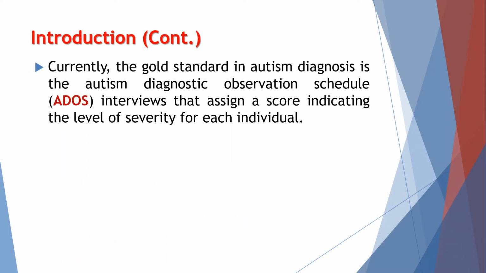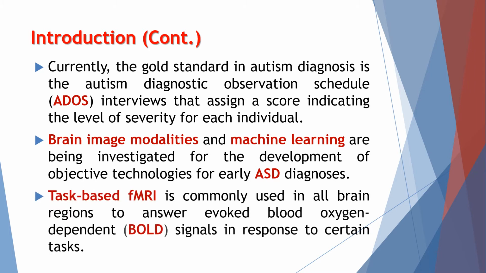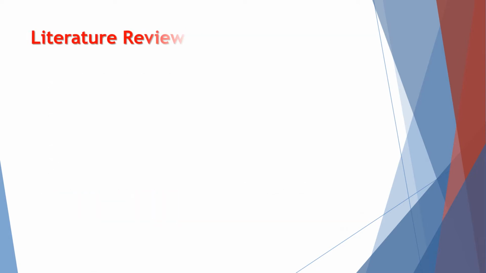Currently, the gold standard in autism diagnosis is the Autism Diagnostic Observation Schedule, or the ADOS. The ADOS interviews assign a score indicating the level of severity for each individual. Brain image modalities and machine learning are being investigated for the development of objective technologies for early ASD diagnosis. One of these brain image modalities is task-based fMRI, which is commonly used in all brain regions to measure evoked blood oxygen-dependent signals, or the BOLD signals, in response to certain tasks.